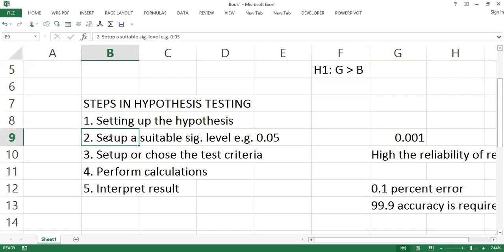You set up a significance level. Those that are behind the research will be able to advise on this. Then you set up or choose a test criteria. You have to know exactly what to do. For example, what we are just talking about falls under number 3.